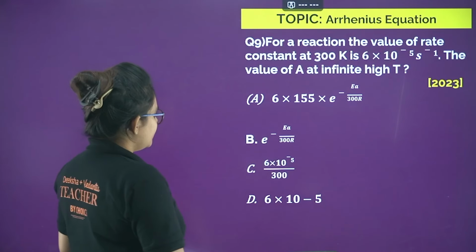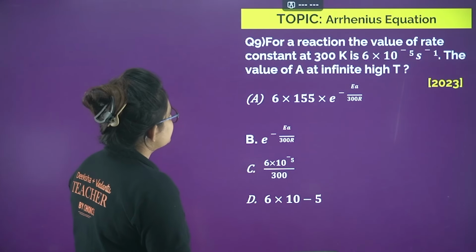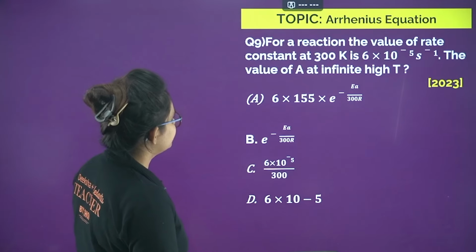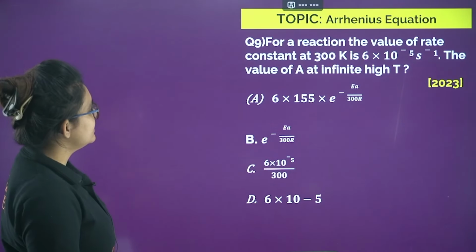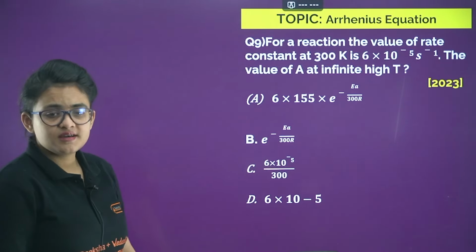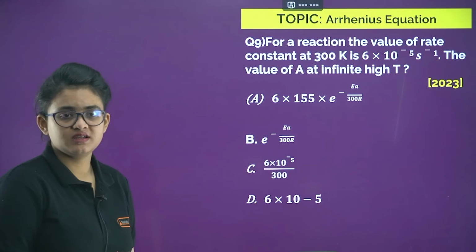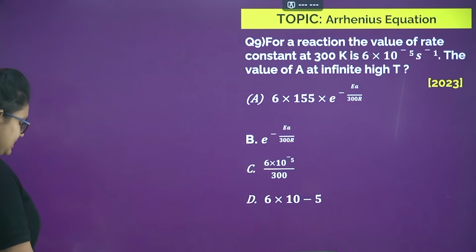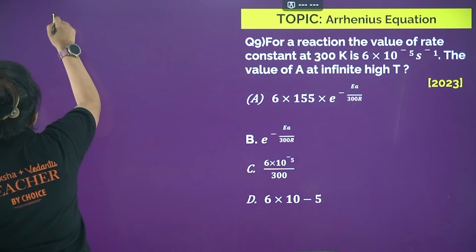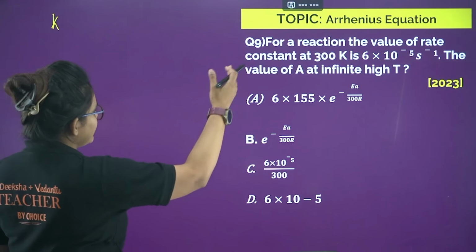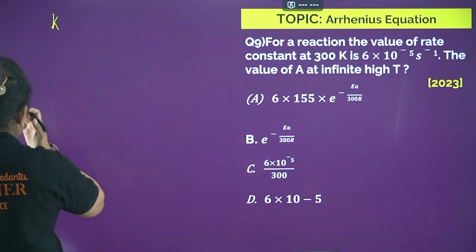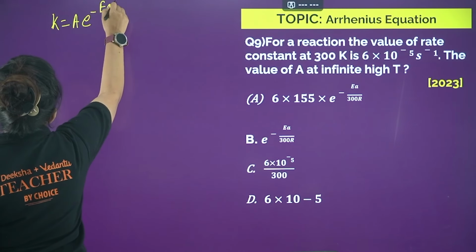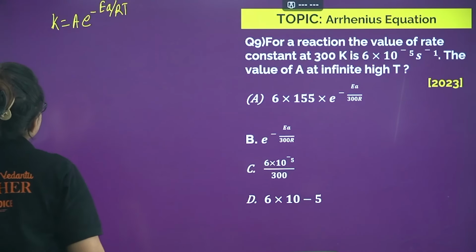Now here you can see for a reaction, the value of rate constant is given, at 300 Kelvin, 6 into 10 power minus 5. What is the value of A? A is the pre-exponential constant or the Arrhenius constant, whatever you want to say. This particular topic is from the Arrhenius equation. So k equals A into e power minus Ea by RT, right?